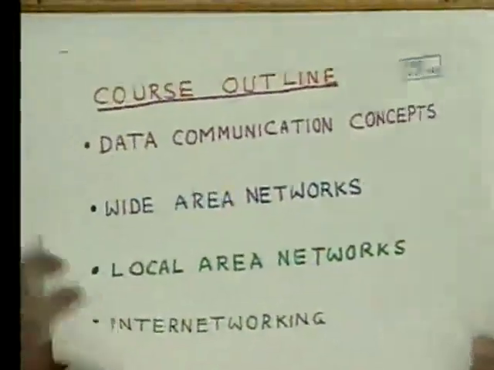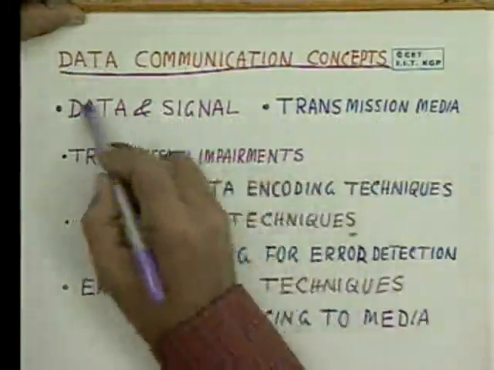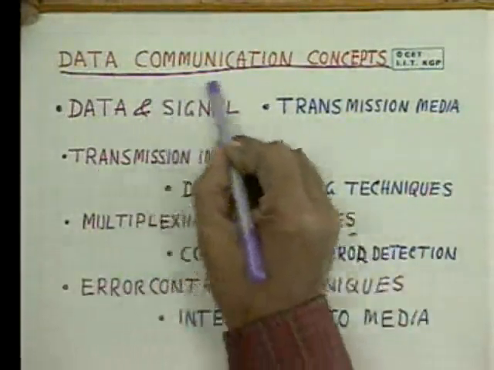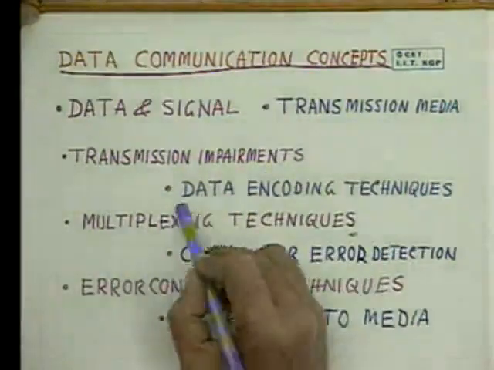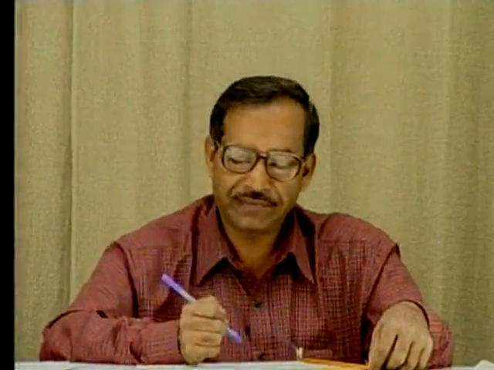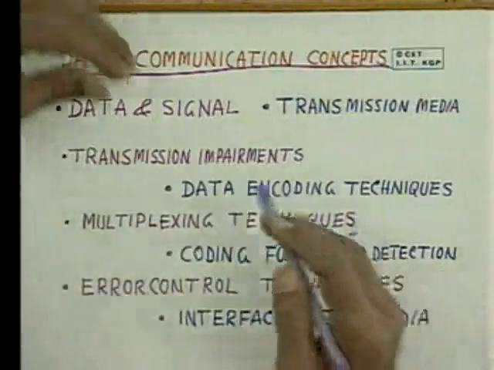In the first part, data communication concepts, we shall discuss how data which you want to communicate can be converted, transformed into different types of signal which can be communicated through a transmission media. So in this part, we are restricting communication between a pair of users. You have a sender and a receiver connected by a transmission media. We shall discuss different types of transmission media, different types of impairments that the signal suffers while passing through the transmission media, what kind of data encoding you have to do for efficient communication through a transmission media, and what kind of multiplexing techniques you can use for efficient use of the bandwidth of the transmission media.